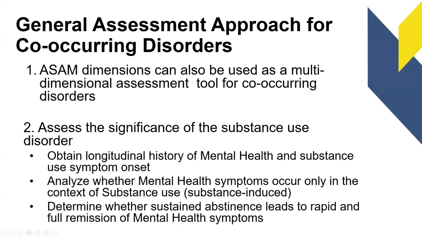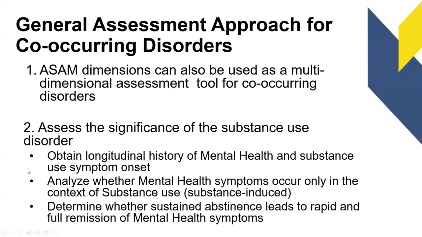General assessment approach for co-occurring disorders. Well, we're going to utilize the ASAM criteria. There are sections for substance use disorders as well as mental health. This helps monitor progress and direct a level of care, and remember, it's going to be clinically driven rather than program driven. And it also assesses the significance of the substance use disorder.